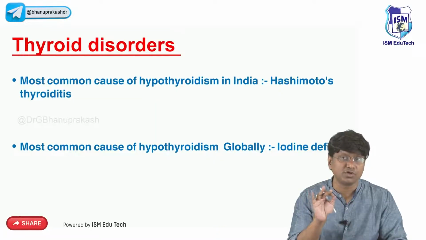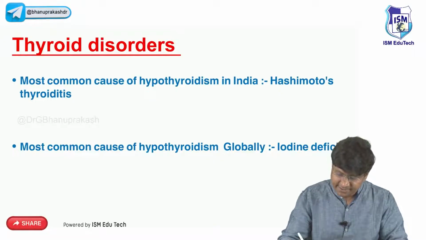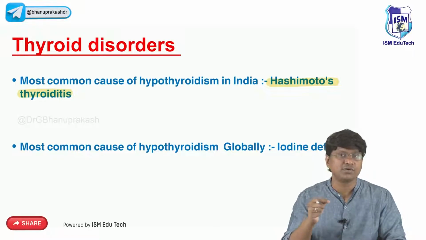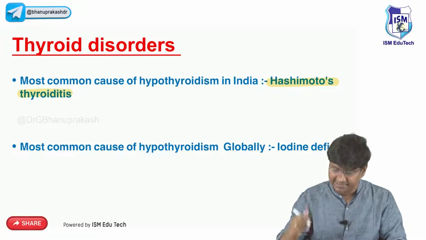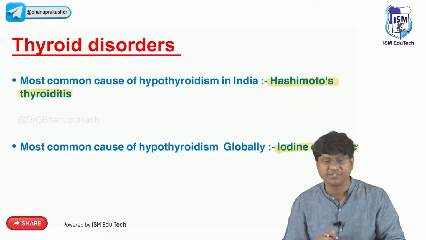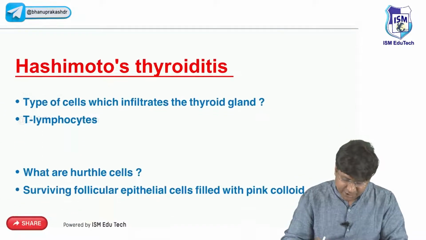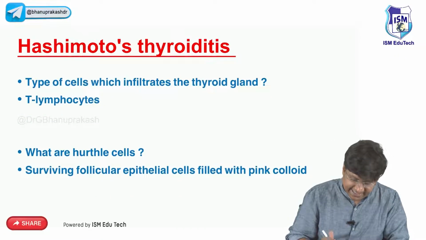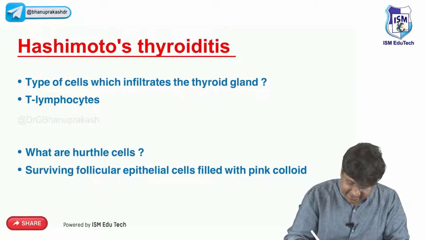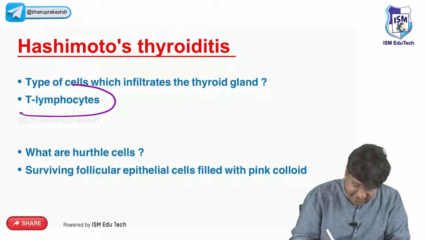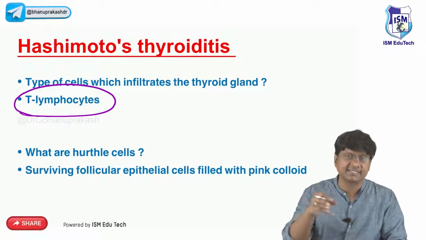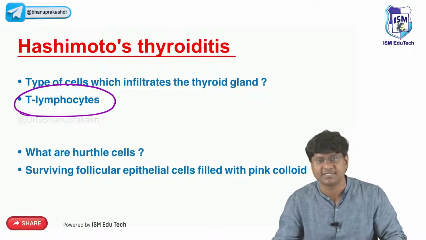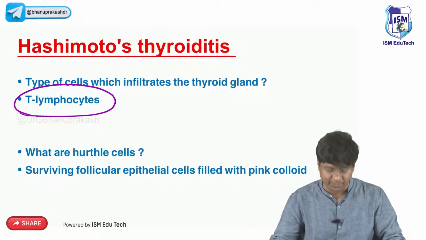Most common cause of hypothyroidism in India, that will be the Hashimoto's thyroiditis. Most common cause of hypothyroidism globally, that will be the iodine deficiency. Now, if you take Hashimoto's, what is it? It's an autoimmune disorder, characterized by the infiltration of T lymphocytes. These T lymphocytes will infiltrate your follicular cells and destroy them by producing antibodies.